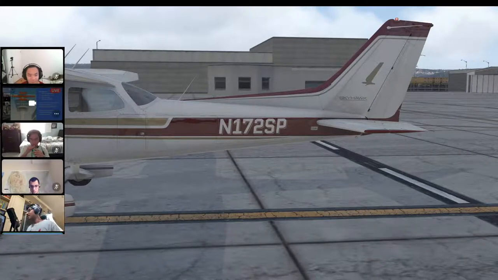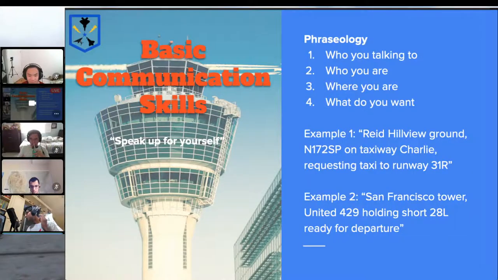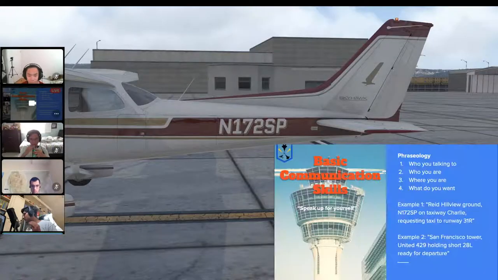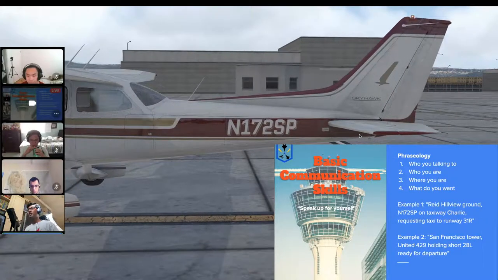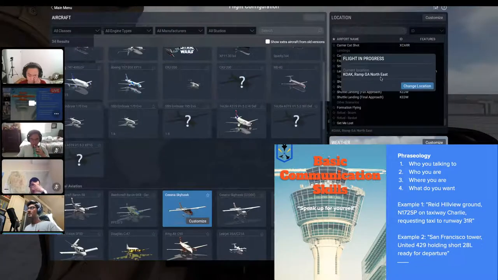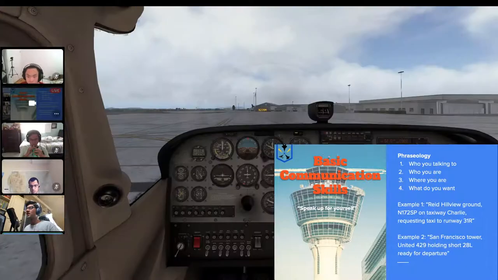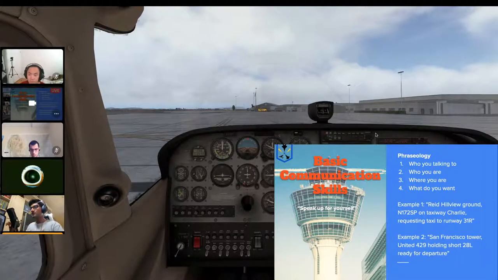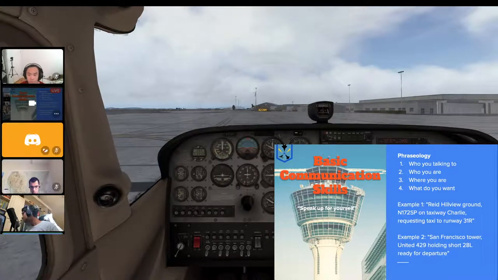Okay, next step in the formula, where you are. Let's see if I can just show it. Maybe minimize slides. There you go. Where you are, we are over at the GA, the General Aviation Ramp. As you can sort of see, we're at the General Aviation Ramp Northeast. You should be able to see your position in X-Plane Mobile as well, where you're starting. And finally, what do we want? Clearance to do our VFR flight plans. Let's wait for them to be available.